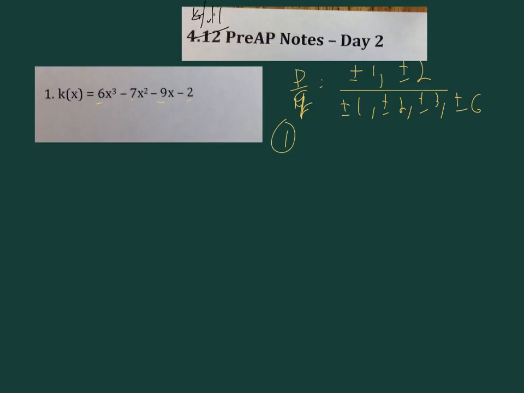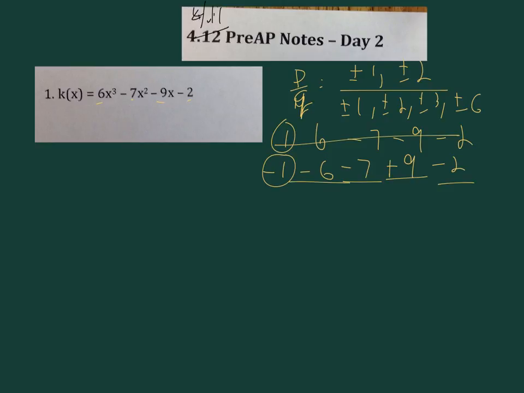So if I plug in a 1, let's see, that would give me 6 minus 7 minus 9 minus 2, which is obviously not going to be 0, so that didn't work. So now let's try negative 1. Negative 1 cubed is still negative 1 times 6, so that would give me a negative 6. And then negative 1 squared is 1 times negative 7 is negative 7. Negative 1 times negative 9 is a positive 9, and then we have negative 2. All right, and once again, negative 7 and negative 2 would give me negative 9. Plus 9 would give me 0, but we would still have a negative 6 left over. So this one does not work either.